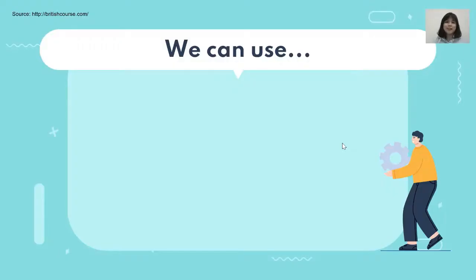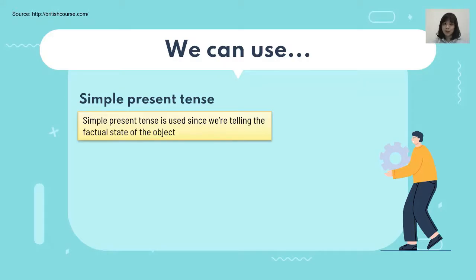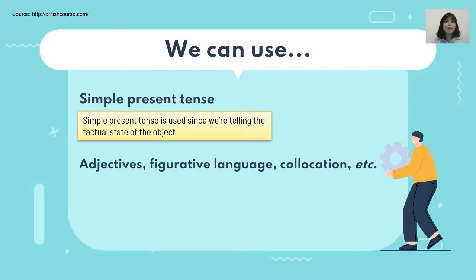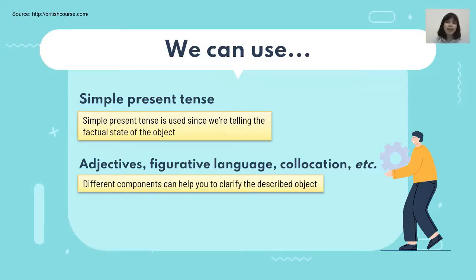To write a descriptive text, use simple present tense as we are telling the factual state of the object. We can also use figurative language, adjectives, adverbs, and so on to give a clear illustration, and lastly, specific nouns.